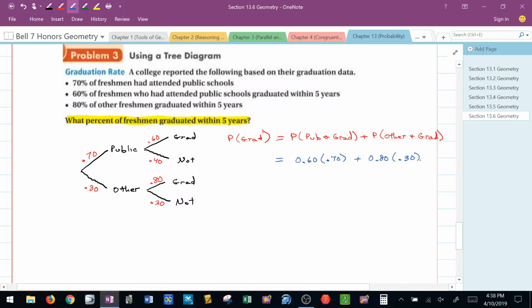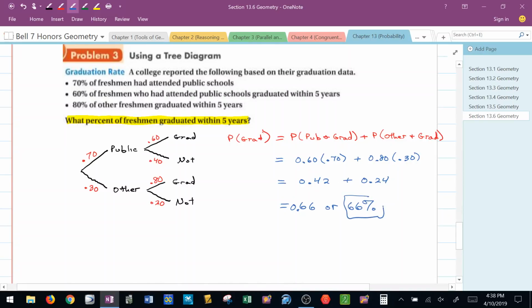All right? Hopefully that makes sense. I know this is a little bit more challenging, but hopefully my explanation makes sense. If I multiply these together now, I get 42% and 24%, which tells me the probability of graduating would be 0.66 or 66%. Your probability of graduating, whether you came from public or other, is 66%.